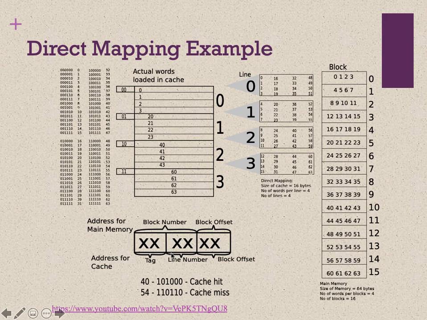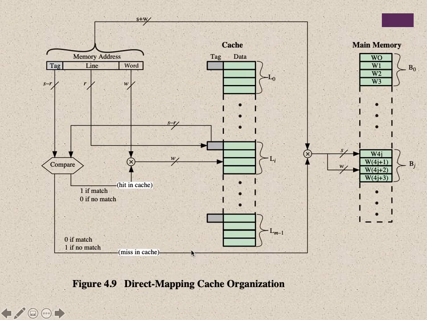These 2 bits are the line number. So these are block offset, and these 4 bits, 1 2 3 4, are the line number, and the tag number is actually this tag number. So how do we compare? I will explain this in the diagram like this.